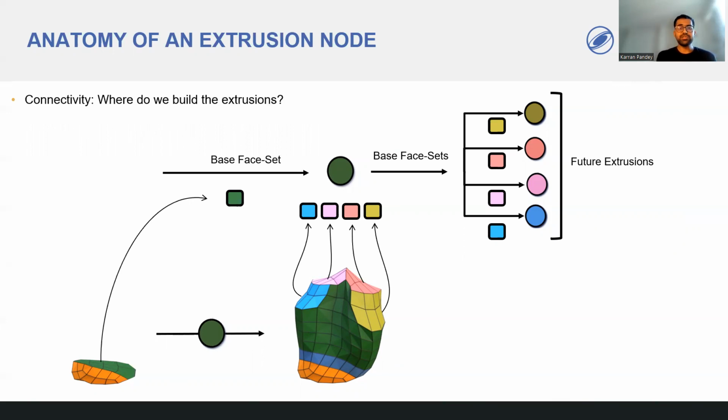For this, extrusion nodes contain connectivity information, which tells us where to build the extrusions given an initial base face set as input. In particular, the base face set of each extrusion flows into its node, and now, having constructed the extrusion, base face sets of future extrusions flow out, allowing us to continue our traversal through the construction graph.